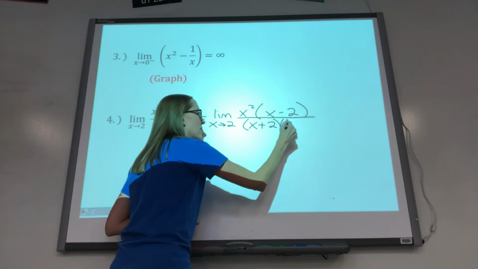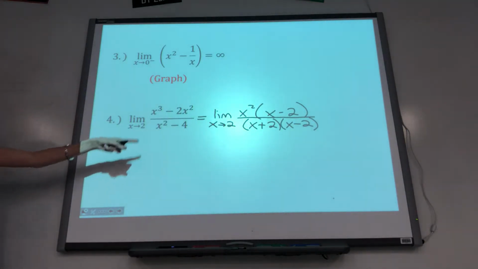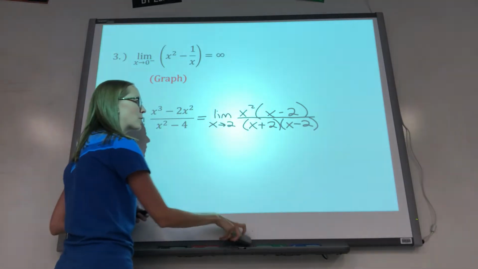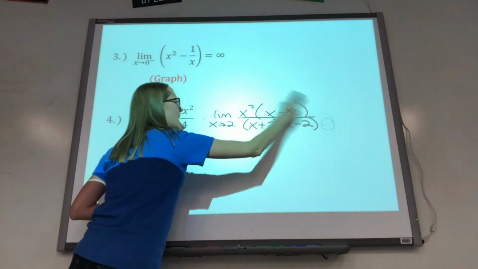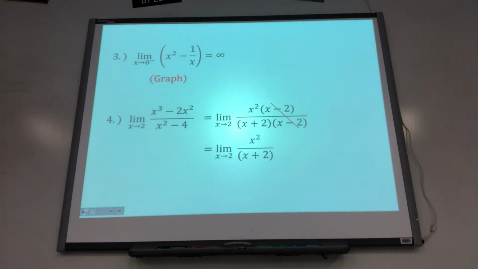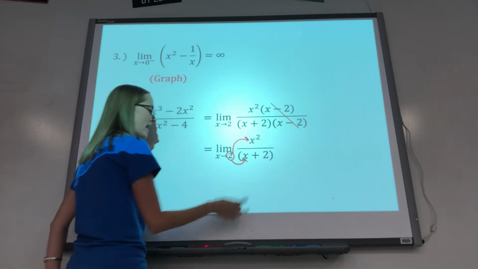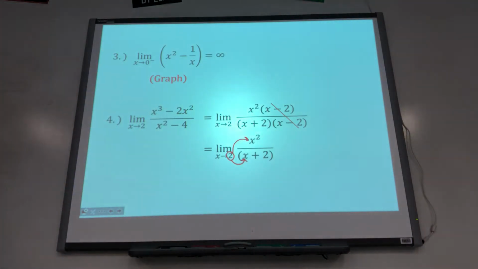Now the denominator is a difference of squares, x plus 2, x minus 2. So you should get the x minus 2's to drop out, and now it's just the limit of x squared over x plus 2. I factored, I simplified. Now I'm going to try direct substitution one more time.